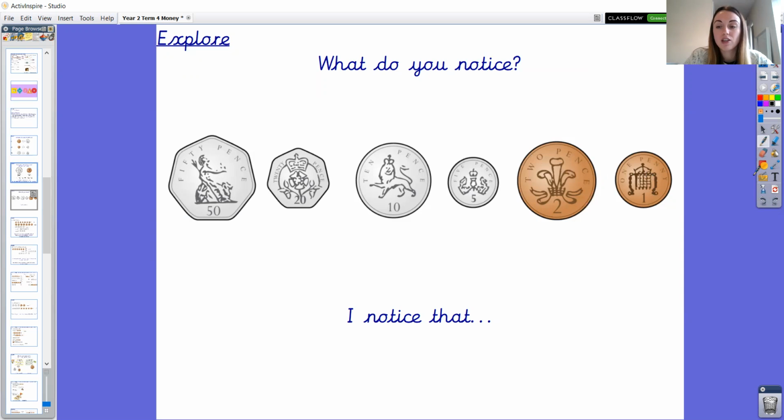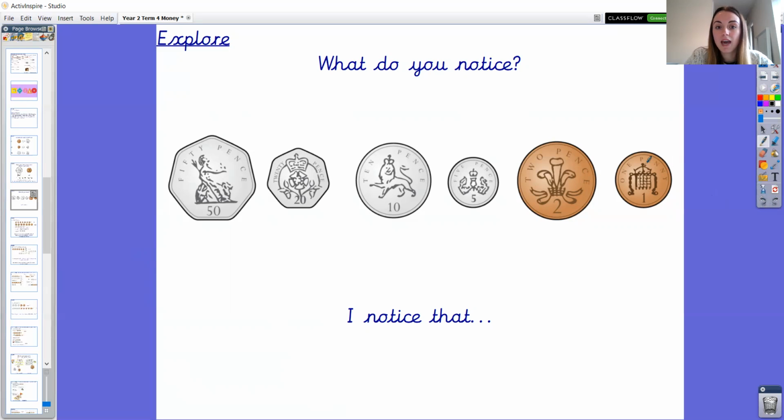So I notice that the coins with the smallest value are copper. So as you can see here, 1p and 2p have the smallest value in comparison to these coins, and they are the colour copper. So we have 1, 2, 5, 10, 20, 50. So I notice that the coins are ordered from greatest to smallest. I also notice that the coins are different in shape.